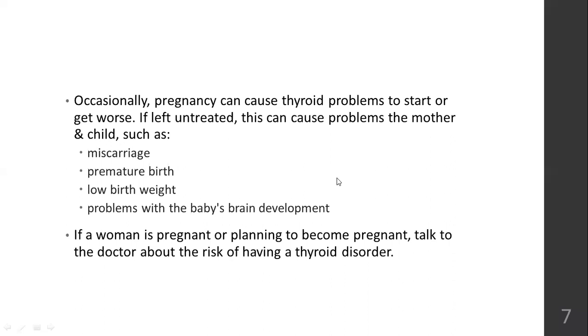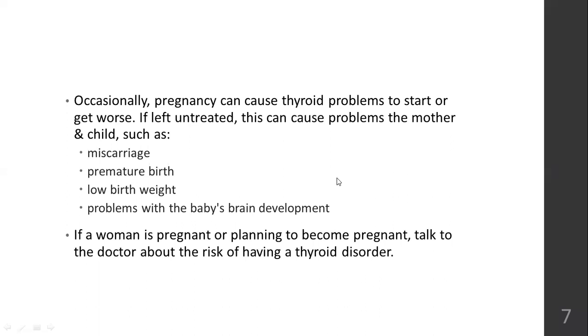Pregnancy can also cause thyroid problems. If you start your pregnancy with a thyroid issue, hyper or hypothyroidism, pregnancy can worsen it if you don't treat it. And this will cause problems to the mother as well as the child. It could lead to miscarriage, premature birth of the child, low birth weight baby, because thyroid hormone is required for growth and development. If the baby is not growing or developing in the uterus, you will definitely give birth to a low birth weight baby or small for gestational age baby.